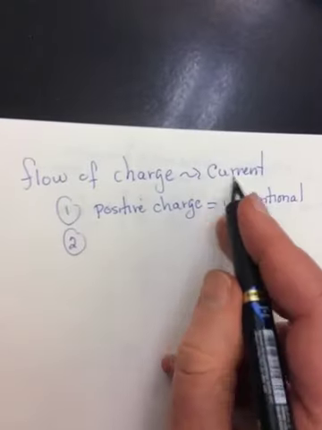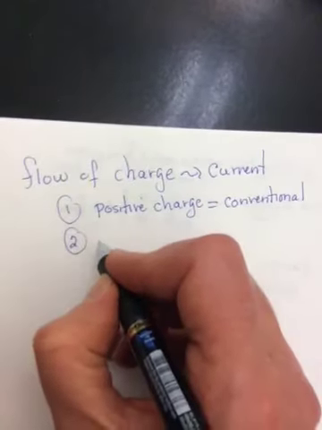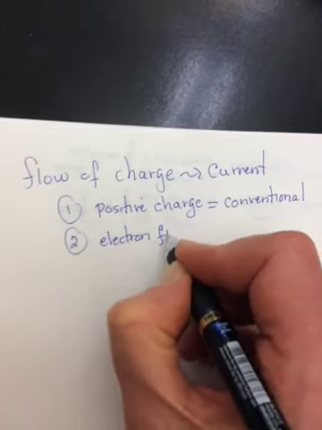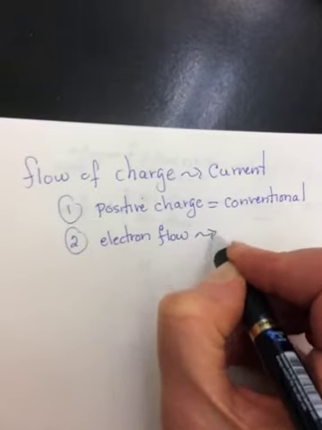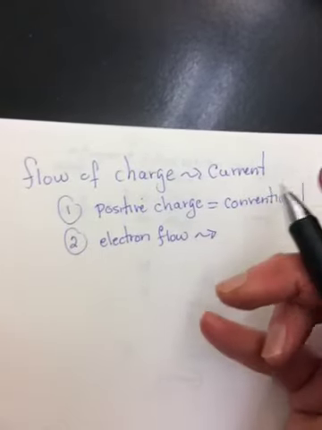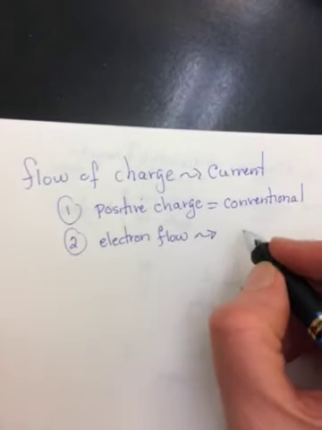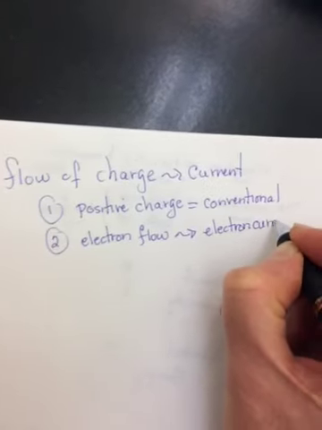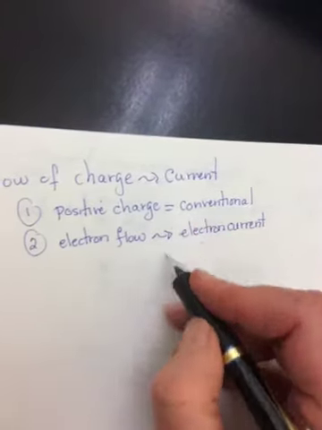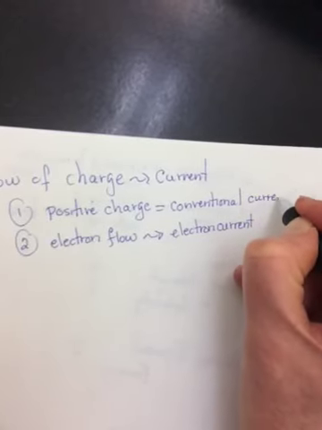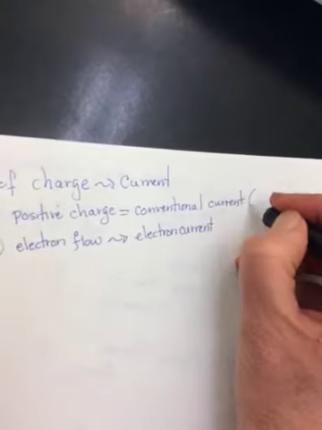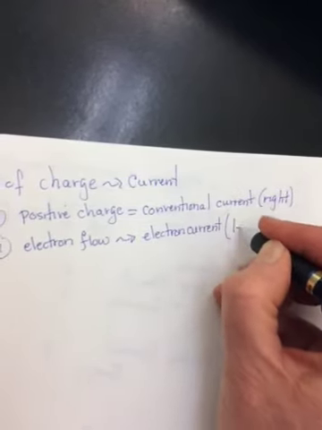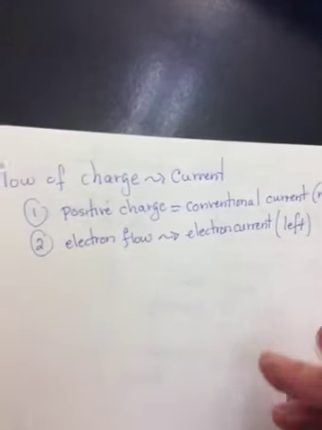There are many electricians in the world that still use conventional current. But really, we know that it's electron flow. That's what current really is. And when you get static electricity, it's the exchange of electrons, not positive charge. And so this is called electron current. So as we go through this unit, we will talk about conventional current and electron current. If we go to use hand rules, we will always use our right hand for conventional current and our left hand for electron current. Okay?